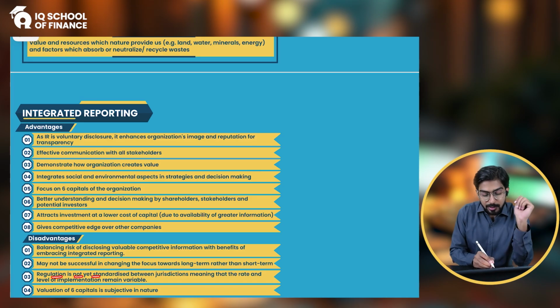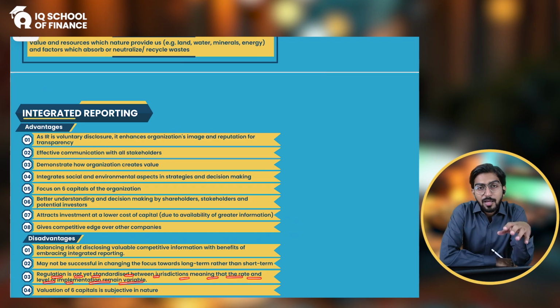Then regulation is not yet standardized between jurisdictions, meaning that the rate and level of implementation remain variable. Integrated reporting is not mandatory in many countries. And even if it is mandatory, there is no strict guideline or minimum level of disclosure which every company has to provide. Unlike IFRS, which guides us on what disclosure you need to give regarding each financial item. But with integrated reporting, there is no described framework which everyone can follow to provide a consistent integrated reporting disclosure. So that's one of the challenges.